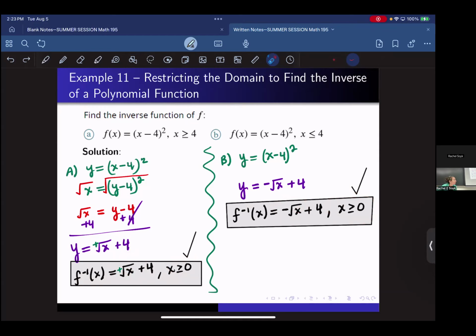Say that again? How did you find it? Good question. Anytime you take the square root of both sides, what's the square root of 25? 5 or negative 5. But how do you know, for this problem, is it just because x can't be negative? Well, because you have those two solutions from a graphical standpoint. You have the negative and positive.